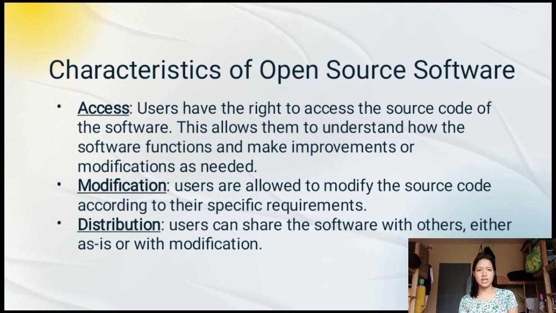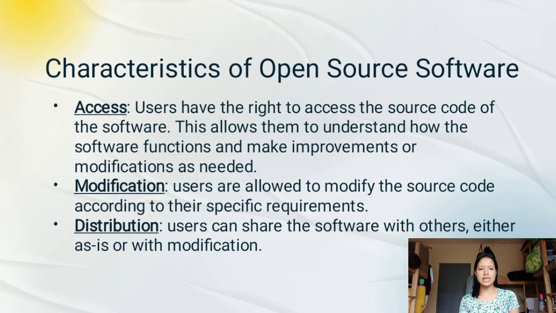The key characteristics of open source software include access. Users have the right to access the source code of the software. This allows them to understand how the software functions and make improvements or modifications as needed. The second characteristic of open source software is modification. Users are allowed to modify the source code according to their specific requirements. This flexibility enables customization and adaptation of the software to suit individual or organization needs.